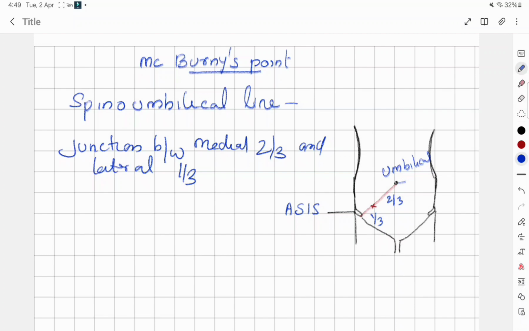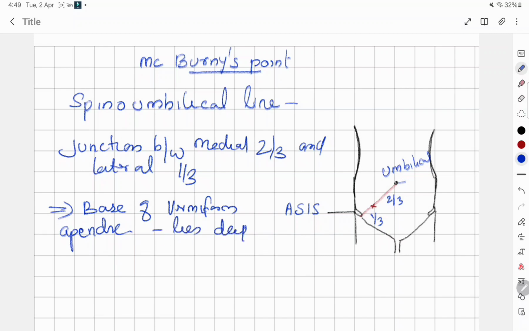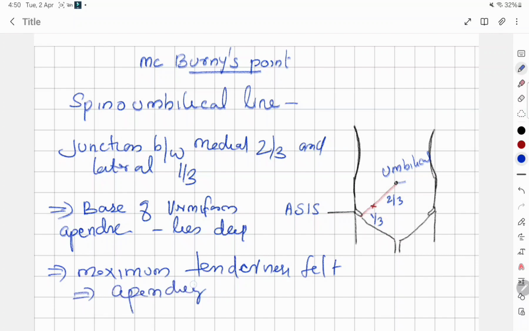And what is the importance of this McBurney's point? The base of the vermiform appendix lies deep to this area, and the maximum tenderness is felt at this point during acute appendicitis. That is the importance of McBurney's point.